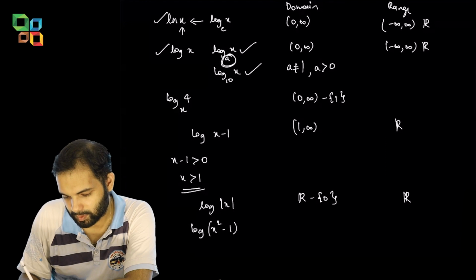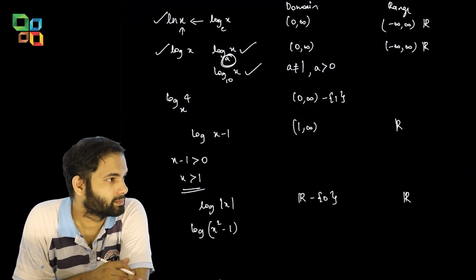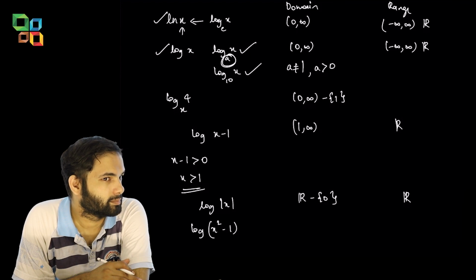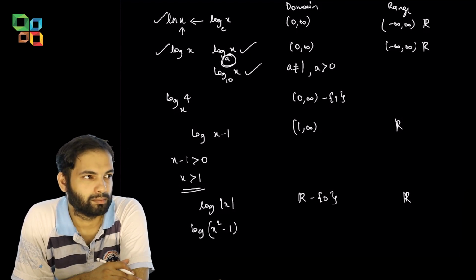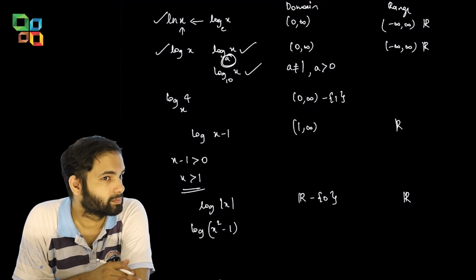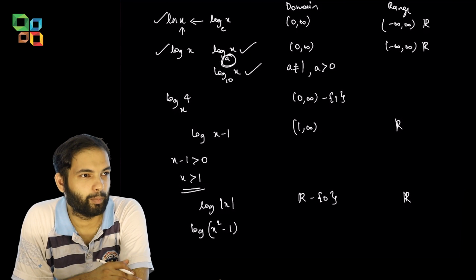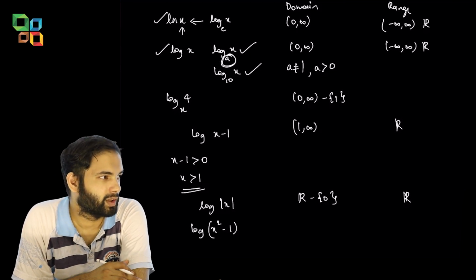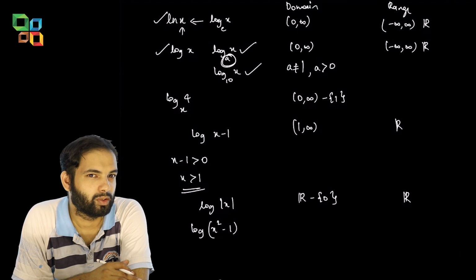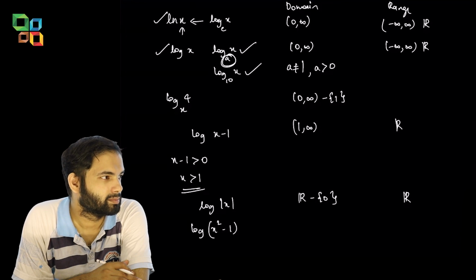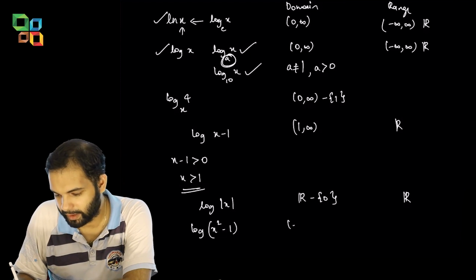Log of x square minus 1. 1 to infinity is the domain, except 1. The 1 is not included. Are you sure? No. Think again. Minus 1. Yes. So it's minus infinity to minus 1, union 1 to infinity.